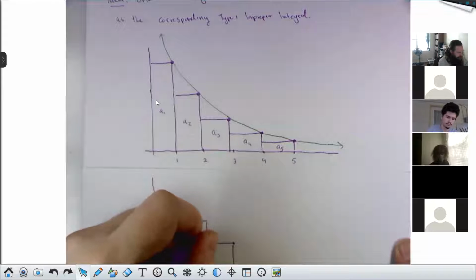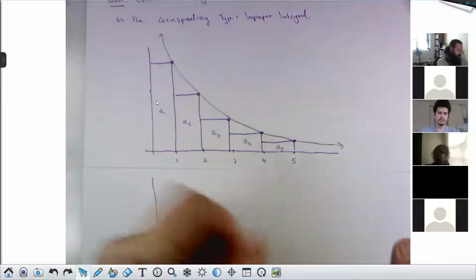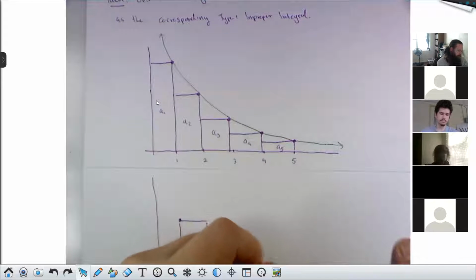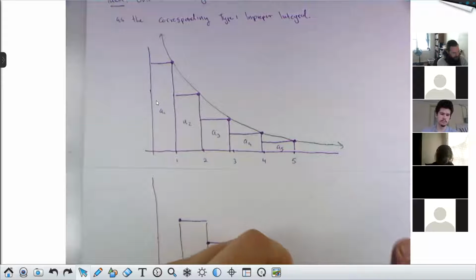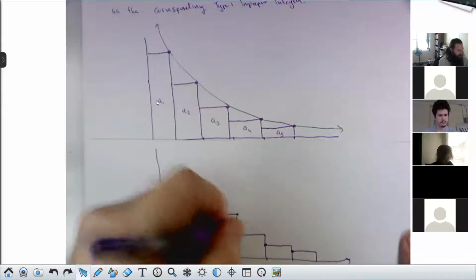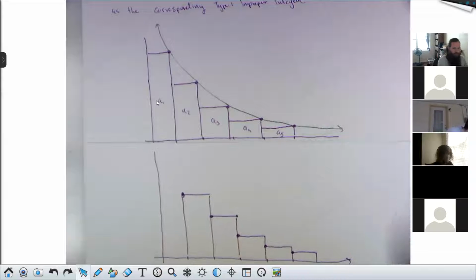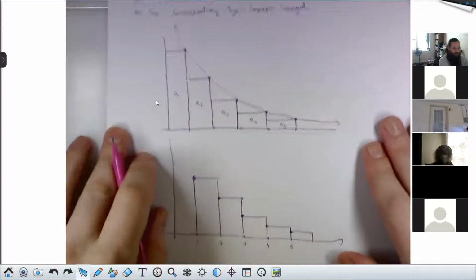Sorry. And then my third height, A3, with the endpoint on the left. My height here, A4, with the endpoint on the left. And my height here, A5, with the endpoint on the left. This time, if you draw in the curve, it looks like the sum is larger than the integral. The big idea is that the difference between the two is finite.